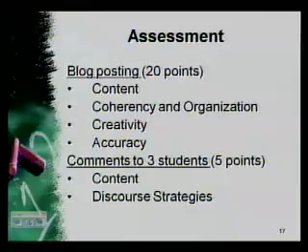What we were looking for as part of assessment, because I think as teachers, assessment is always an important thing. How are we going to grade the students? We were looking for different things: content, coherency, organization, creativity, accuracy. And then we were also looking at the comments they made to each other. They were required to do 3, so they had to visit at least 3 other students and comment. Some of them would visit more. But we wanted to make sure they were actually reading them and responding.